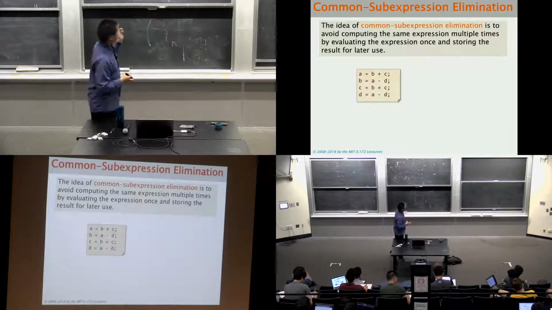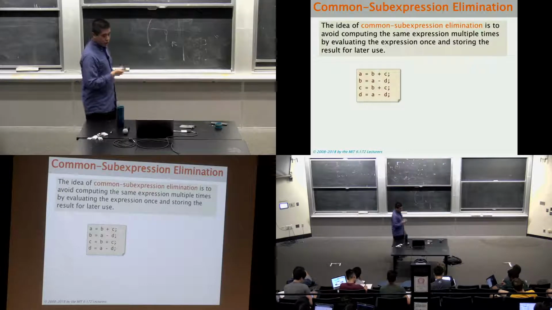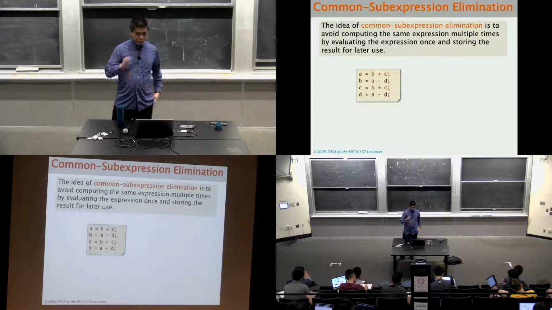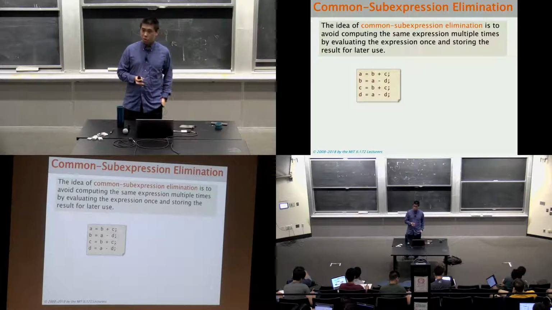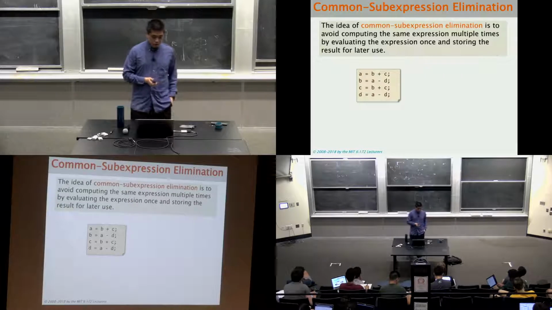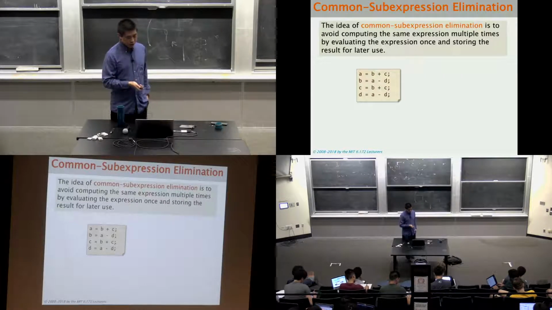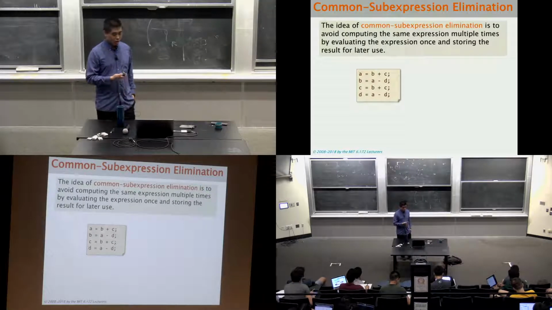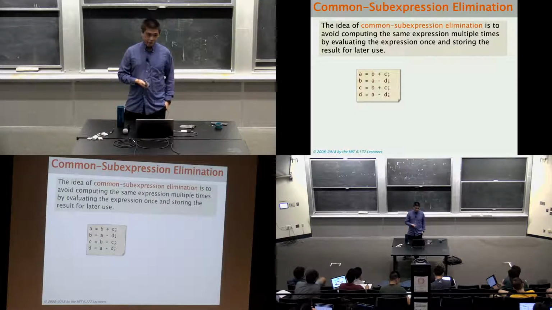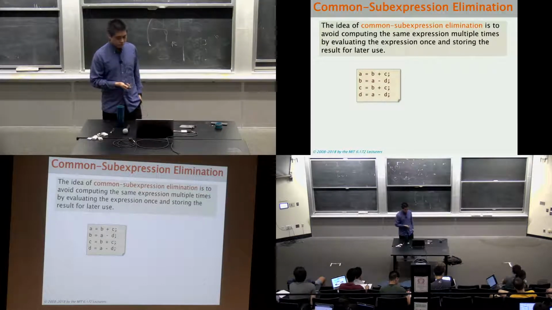Let's look at this simple 4-line program. We have A equal to B plus C. Then we set B equal to A minus D. Then we set C equal to B plus C. And finally, we set D equal to A minus D. Notice here that the second and the fourth lines are computing the same expression. They're both computing A minus D, and they evaluate to the same thing.